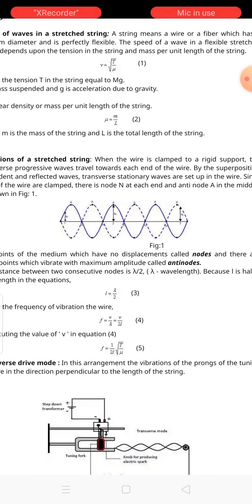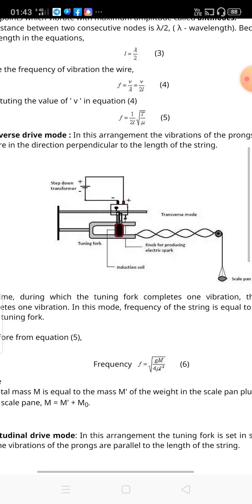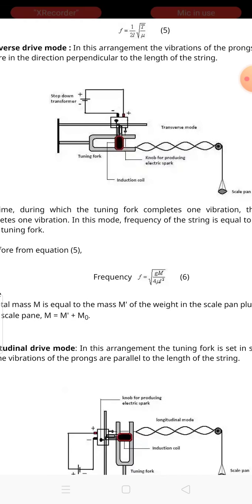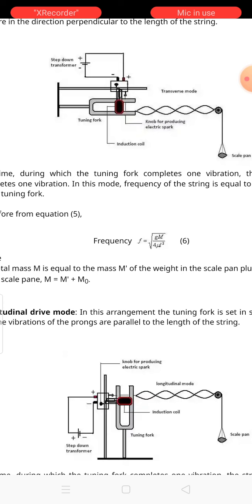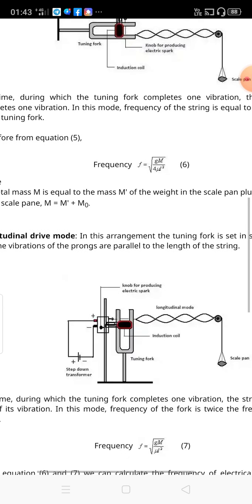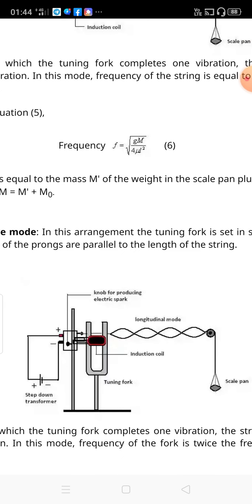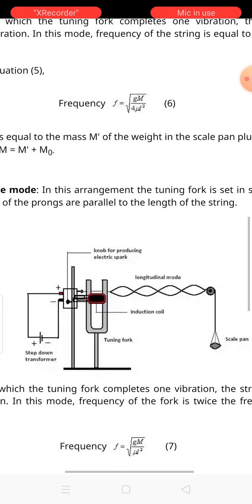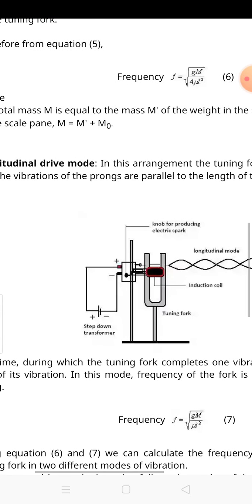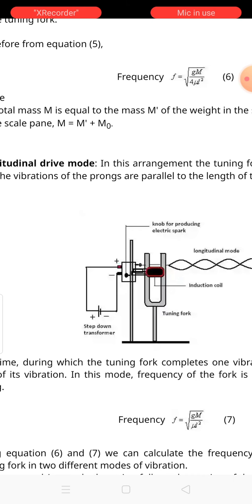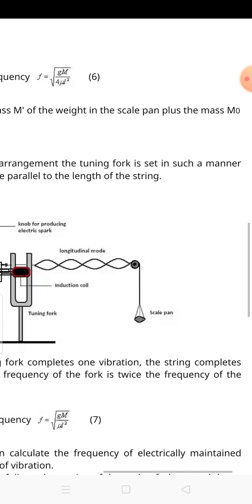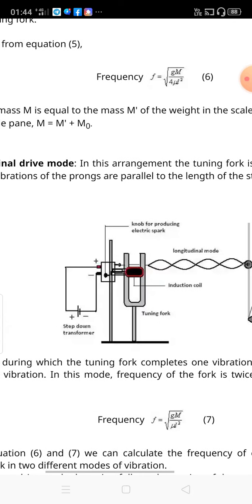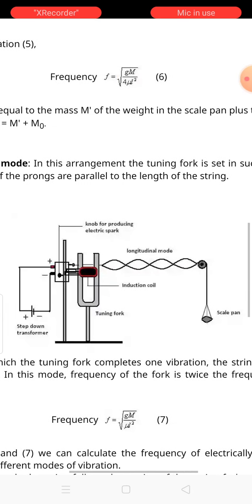This is the diagram where you have seen the actual setup. Here is the circuit, and this is the pan and this is the electromagnet, and here the final frequency is root over gM by 4 mu d square in the denominator, and M is M dash plus M0. M is the mass, M dash is the weight of the scale pan plus the mass. You know one of the values is always provided, that is constant.